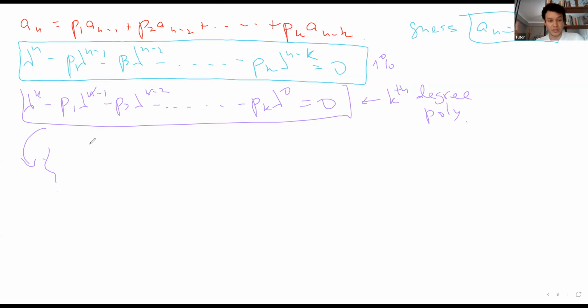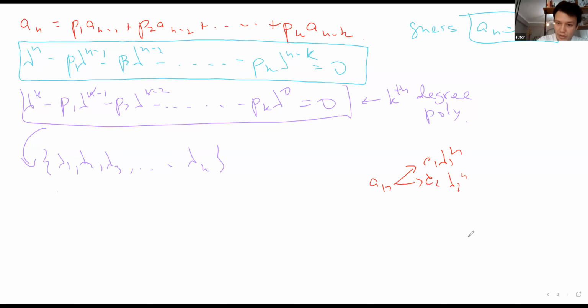But let's say that you're really good at solving kth degree polynomials, then you could figure out what these roots are. So you just get some roots, let's say lambda 1, lambda 2, lambda 3, all the way until lambda k, right? So this would be your k roots. Okay, so then a_n can have a bunch of options. a_n can either be c1 lambda 1 to the n, or some other coefficient c2 lambda 2 to the n, all the way until ck lambda k to the n.